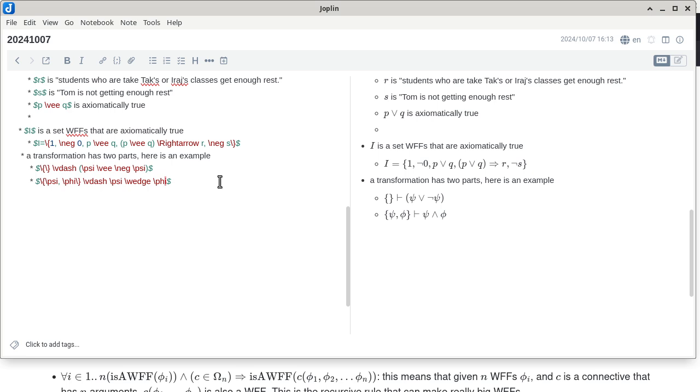Yes? What does the turnstile stand for? Infers. So infers and implies are closely related. Infer is a syntactical transformation, whereas implies is a logical conclusion. So that's how they're different.